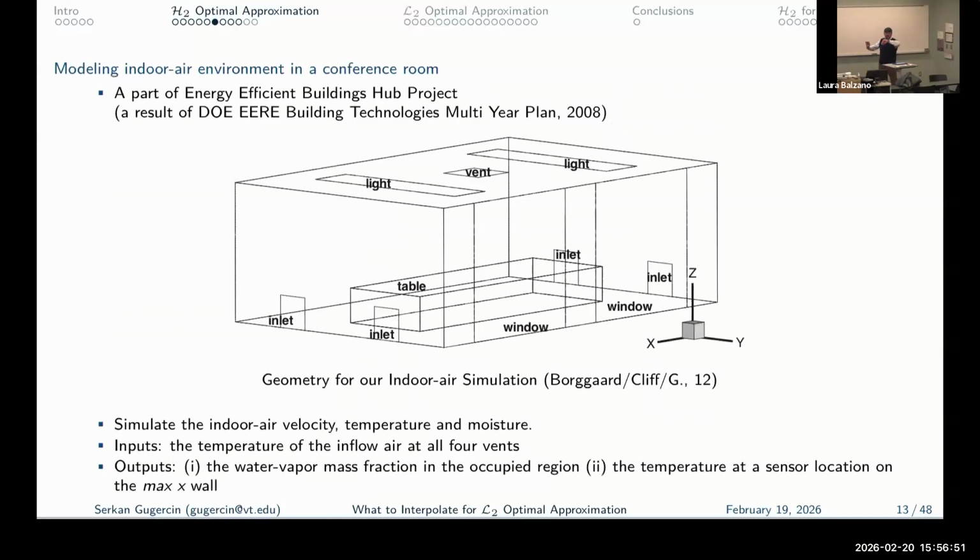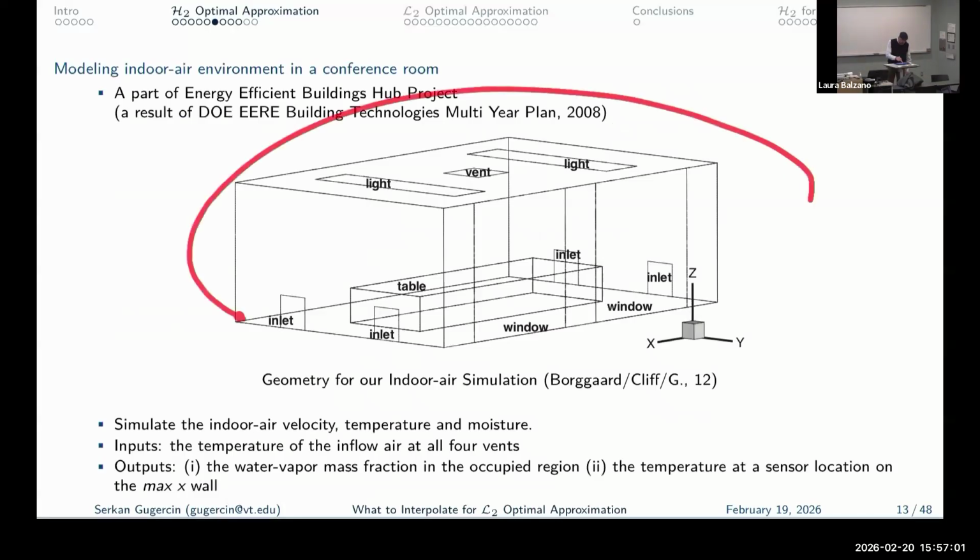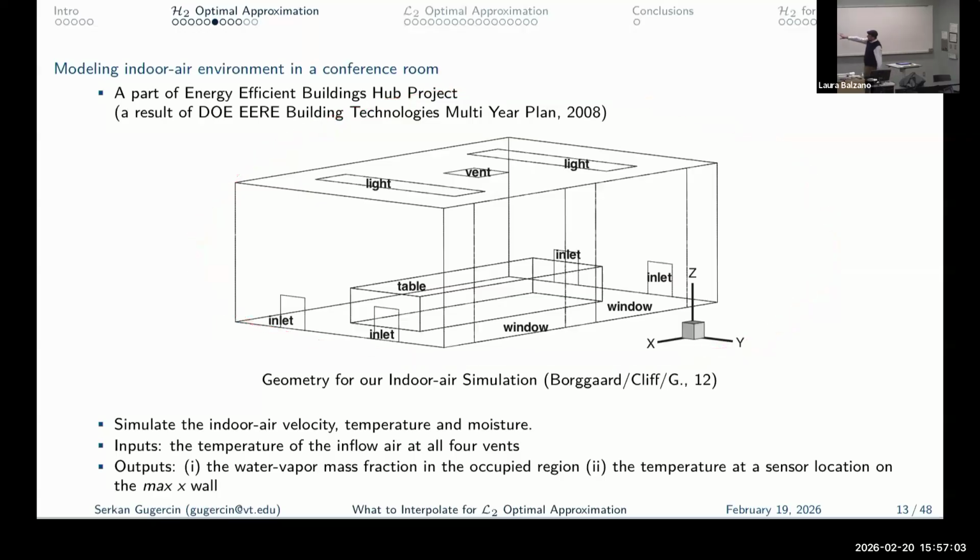And then here's a very simple example. This is a really old example from 2012. We were involved with some energy efficient building design project at Virginia Tech. Our job was to simulate indoor air velocity, temperature, and moisture in some kind of conference room.